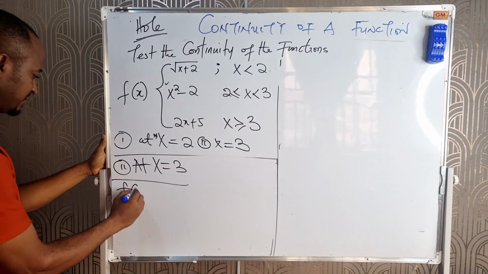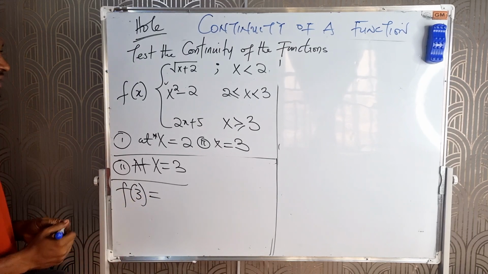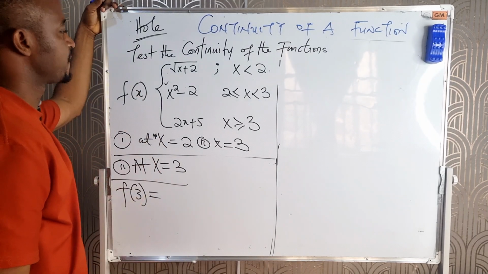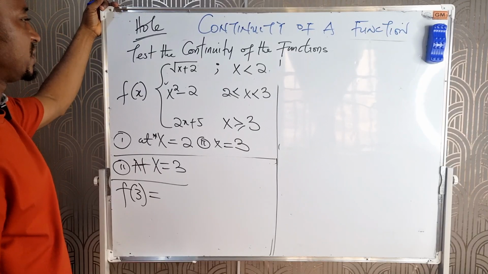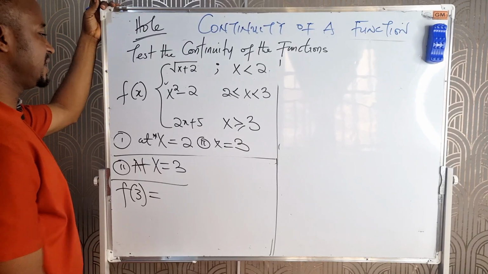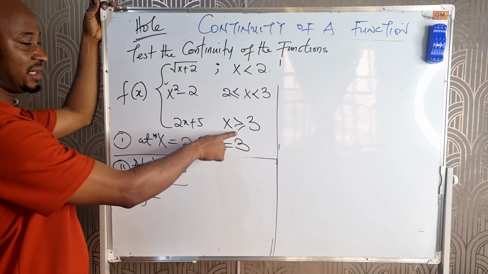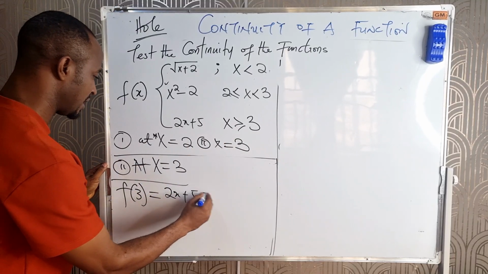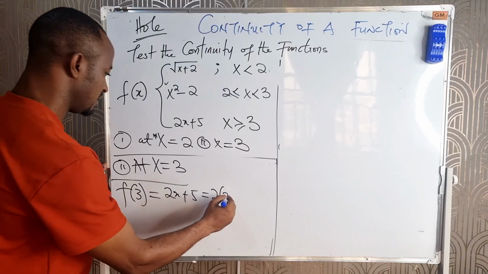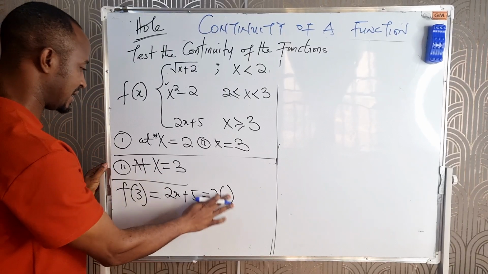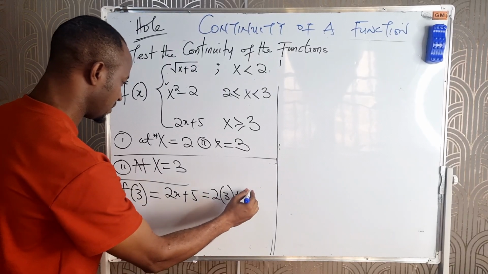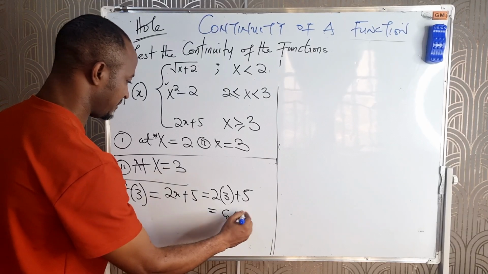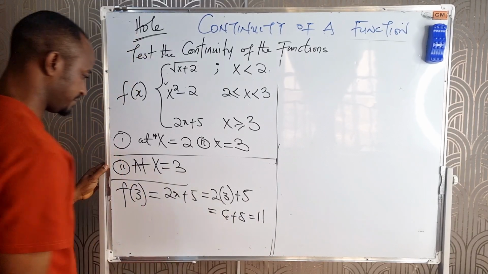So the first is to define f of 3. Which of these functions will be used to define f of 3? Definitely is the third function because we have an equal sign, right? So that means we're going to have here 2x plus 5, and that will give us 2 times 3 plus 5. We're going to have here 6 plus 5 equals to 11.